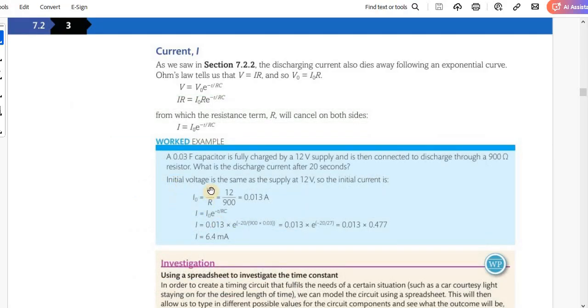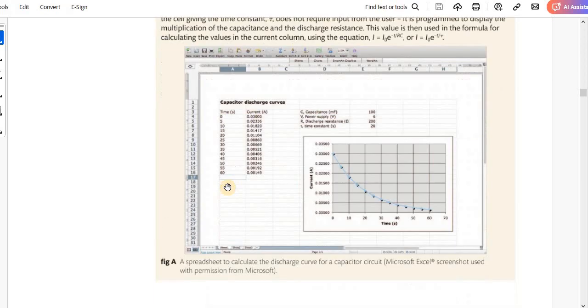So I naught is equal to V naught over R. Then V naught is 12, the initial potential difference. R is 900. So you get the initial current. This is when the capacitor is going to discharge when the time is 0 seconds, as soon as you connect it. So we have this. Then very easy. T is again 20, R is 900, C is 0.03, and you get 6.4 milliampere. So you can practice these questions.